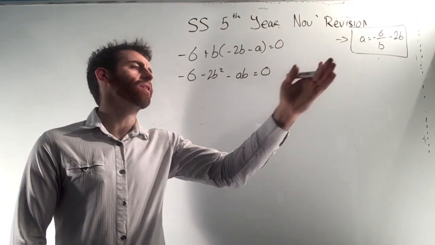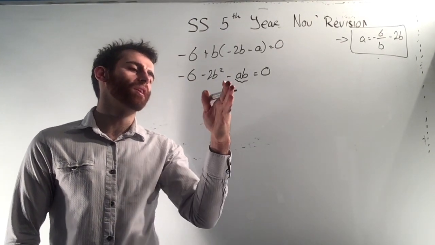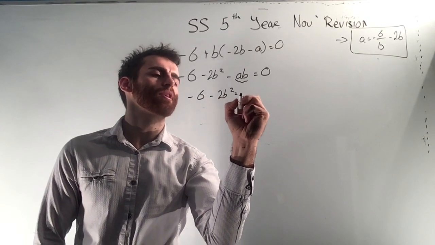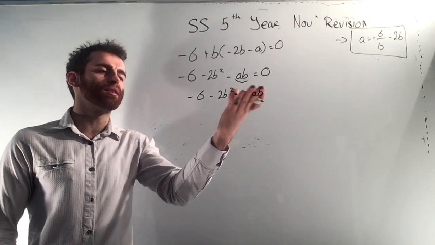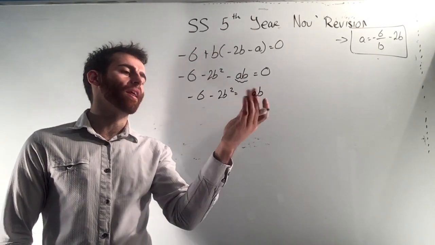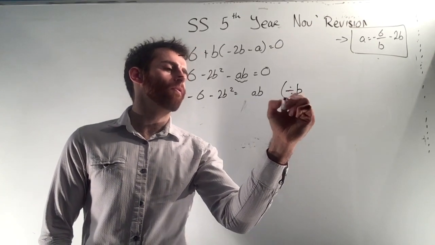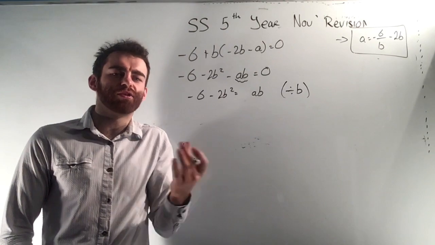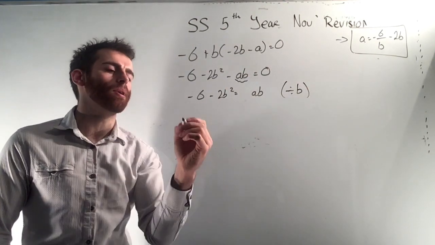Now clearly you need to isolate your a. So you should try and isolate this term. So let's say we could just bring that term to the other side. I'll get minus 6 minus 2b squared equals plus ab. Again, I'm trying to isolate my a. So in order to get a on its own here, I would have to divide this term by b. But if I divide that term by b, I'd have to divide every term by b, because you can't just randomly pick one term and divide it by b. So I'm going to divide everything by b.